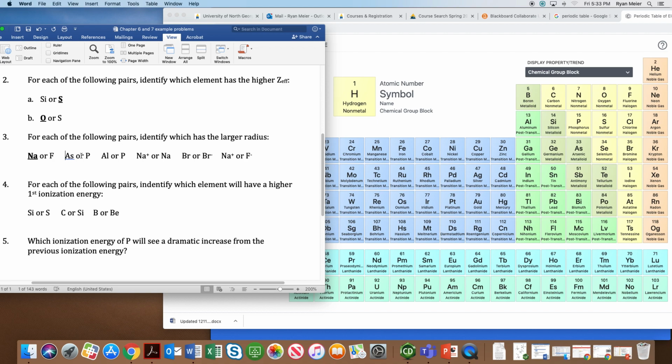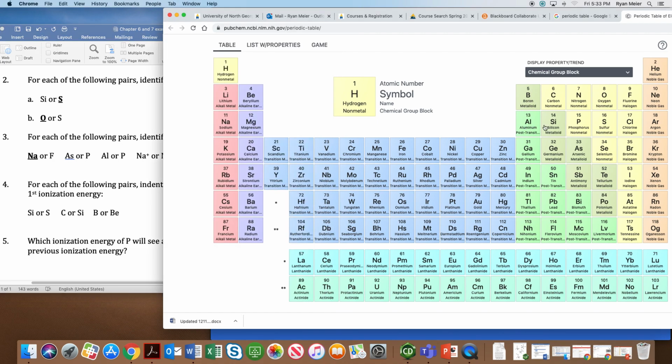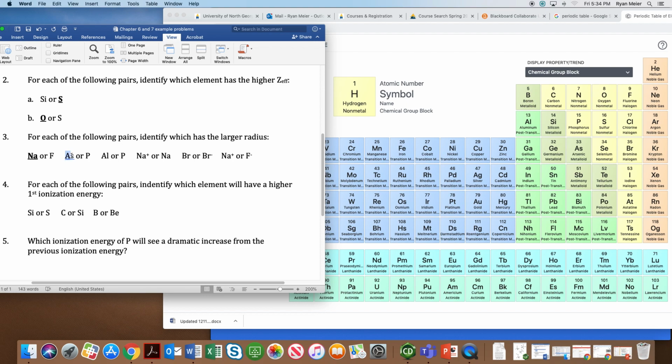If we compare arsenic and phosphorus, so here's phosphorus, here's arsenic. Arsenic is farther down. We said atoms get bigger as they go down, so arsenic should be the bigger of that pair. If we compare aluminum and phosphorus, now we're back to things in the same row. Again, to the left and down is bigger, so aluminum is farther left. Aluminum should be the bigger of those two elements.